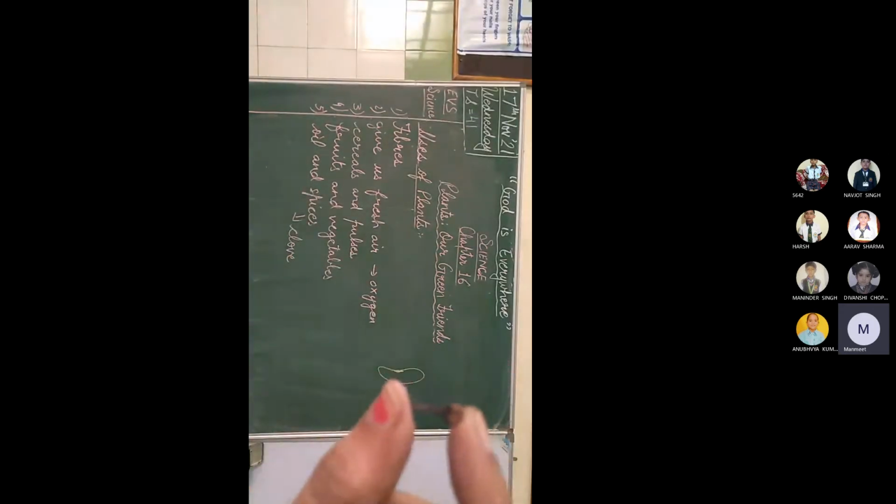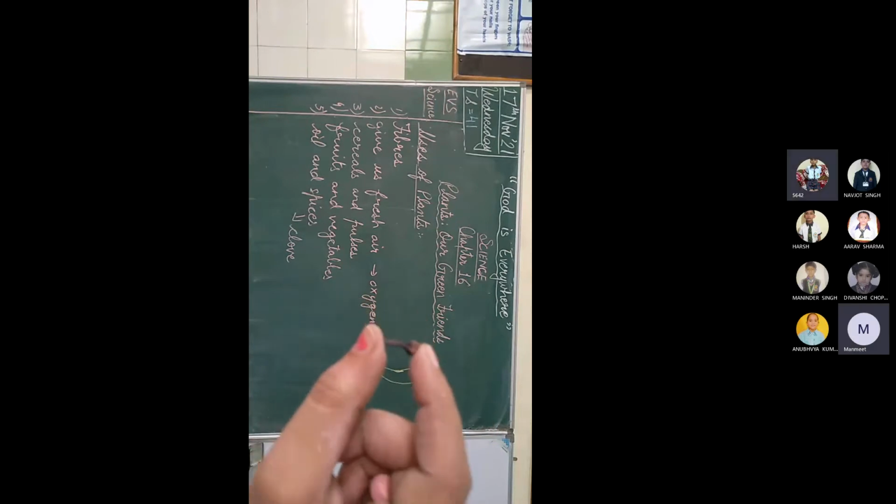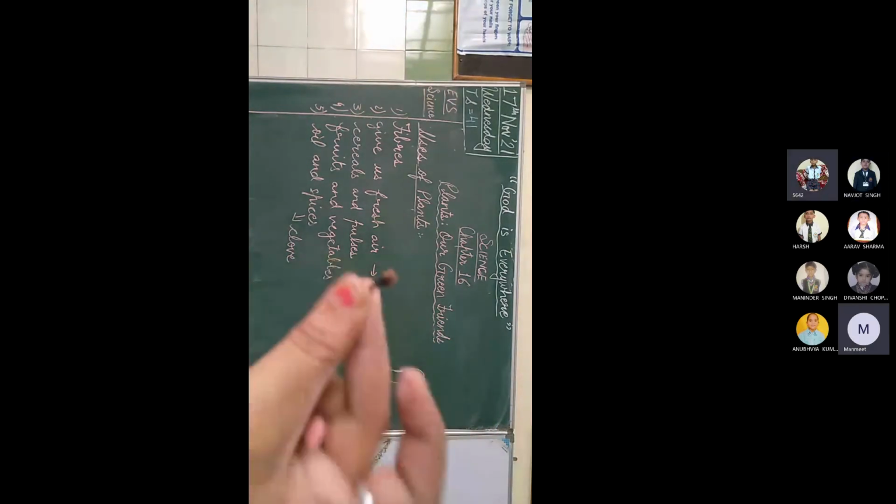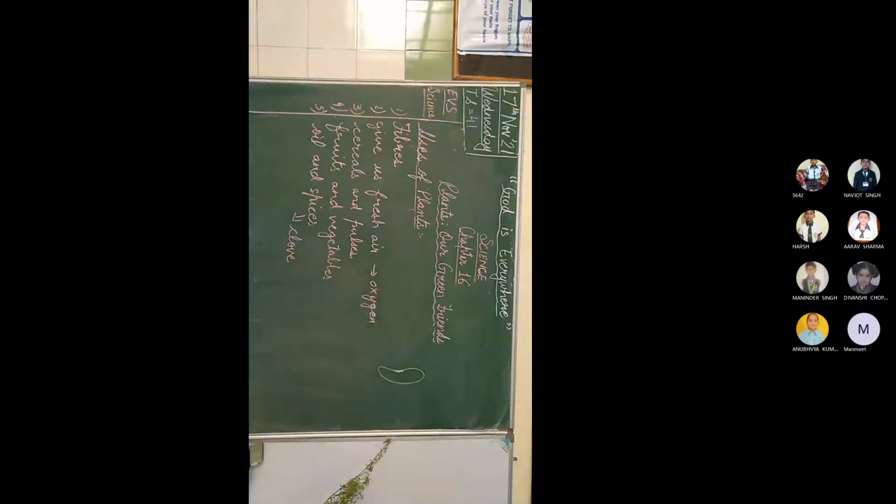Online students, is it visible? Okay. Yes, ma'am. See, this is your clove. Next, I am having one. What is cumin? What is jeera? Now you have come to know that jeera is known as your cumin.